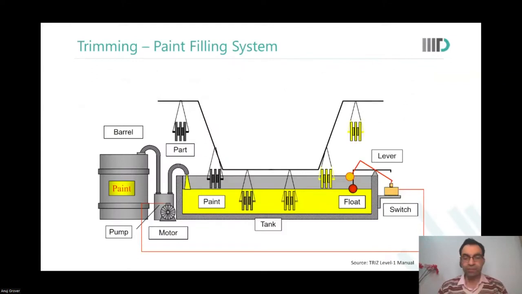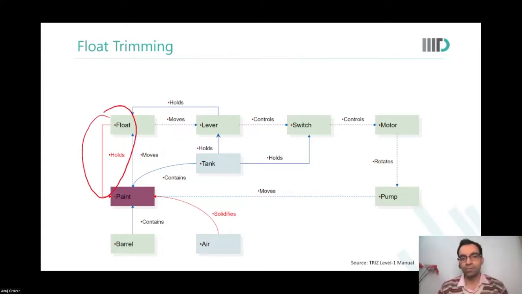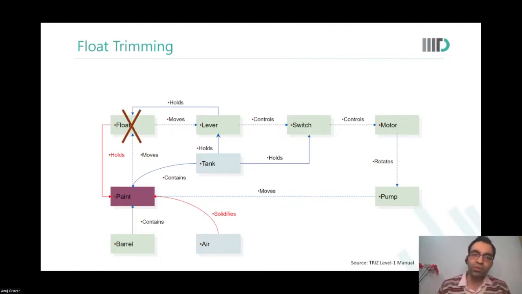Let us look at the paint filling system example. In the paint filling system, we had this function model. Now we see that there is a harmful function that the float is performing on the target. Let us say we want to trim the float. If I trim the float, what do I need to do? If I trim the float, all the useful functions that the float was doing need to be reassigned to something else. So automatically, since the float is gone, the harmful function is already taken care of. No need to worry about anything.